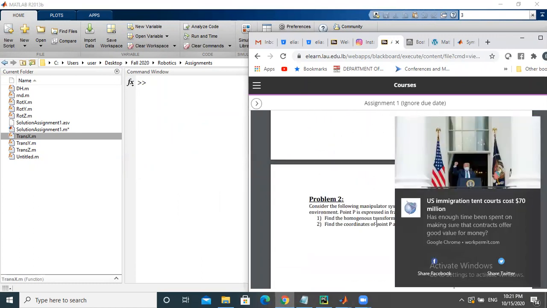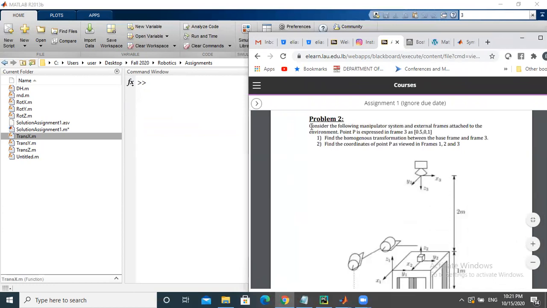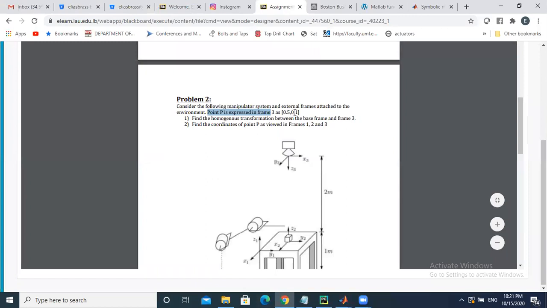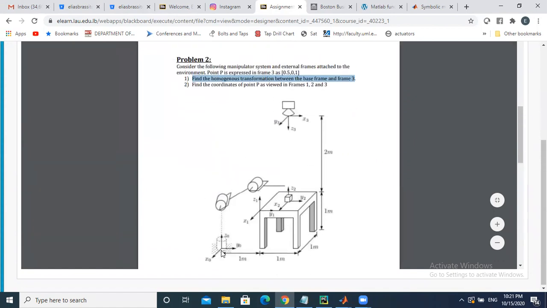Now let's go into the second problem. Consider the following manipulator system and external frame attached to the environment. Point P is expressed in frame 3 as 0.5, 0, and then 1. We need to find the homogeneous transformation between the base frame and frame 3. That is the base frame, and that is frame 3.